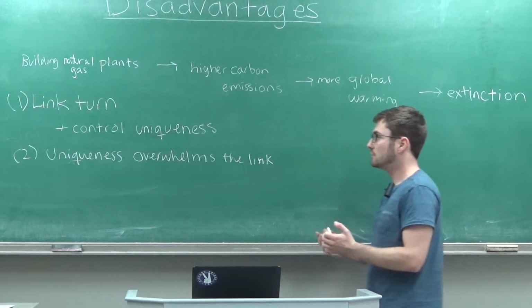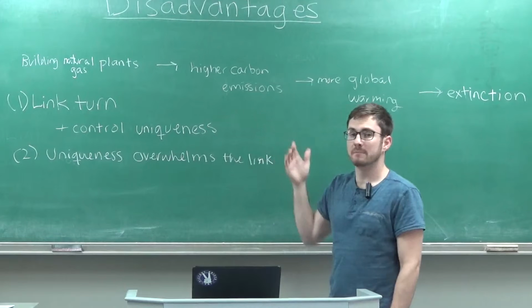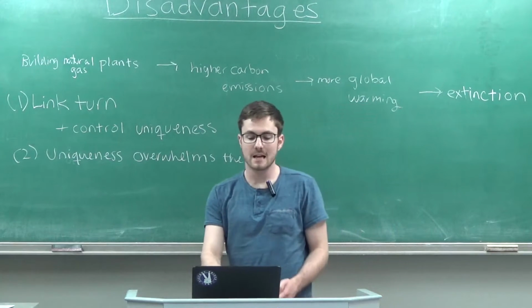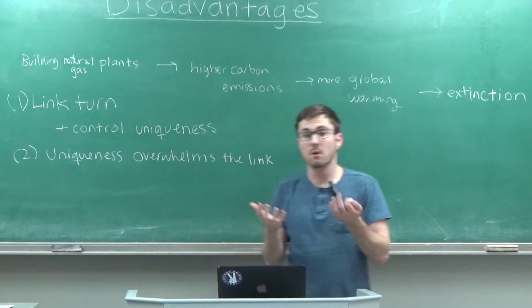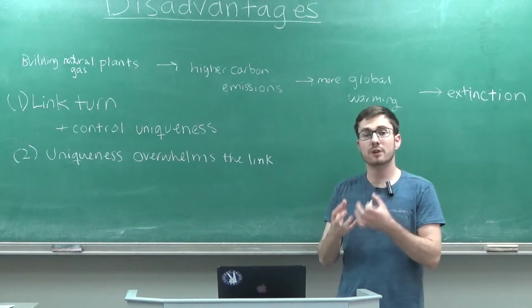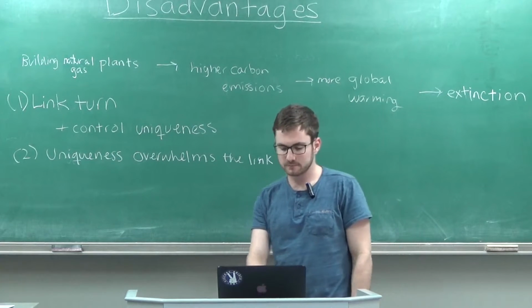So you have to pick and choose. Generally, if you have a link turn plus controlling uniqueness is always a better strategy because it gives you offense as opposed to defense. But sometimes there are arguments that are just sort of true or probably will happen, in which case you can try to mitigate their impact as much as possible by saying uniqueness overwhelms the link.